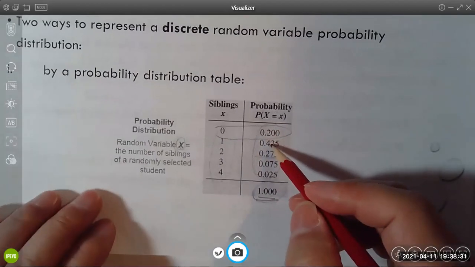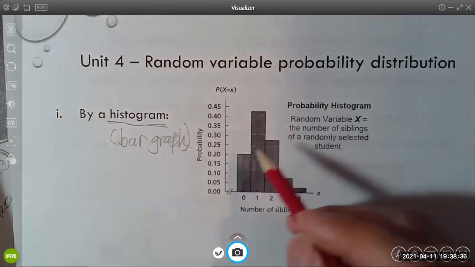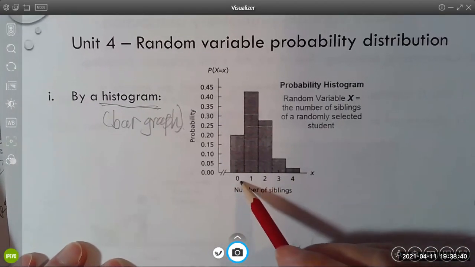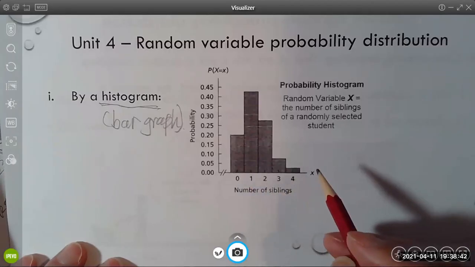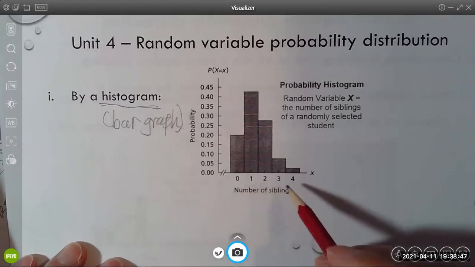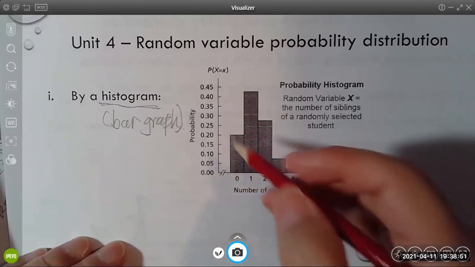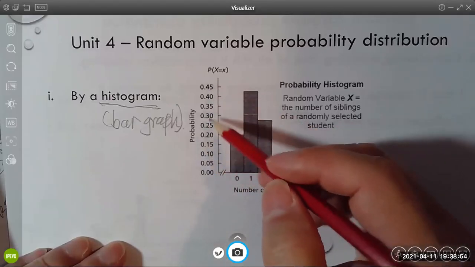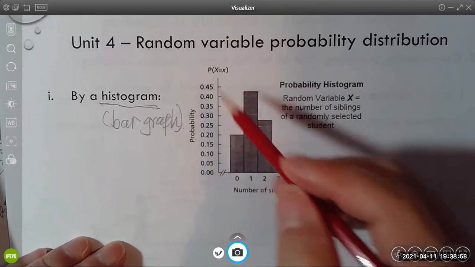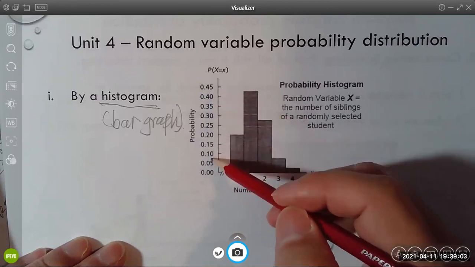Let's look at the second one. 42.5% have one sibling, right? Let's look at this bar graph or histogram. The horizontal axis is the number of siblings, just like in the frequency distribution table. The horizontal axis represents the first column. And the second column, if this were a frequency distribution table, would be frequencies. But instead, this one is a probability, also the second column.